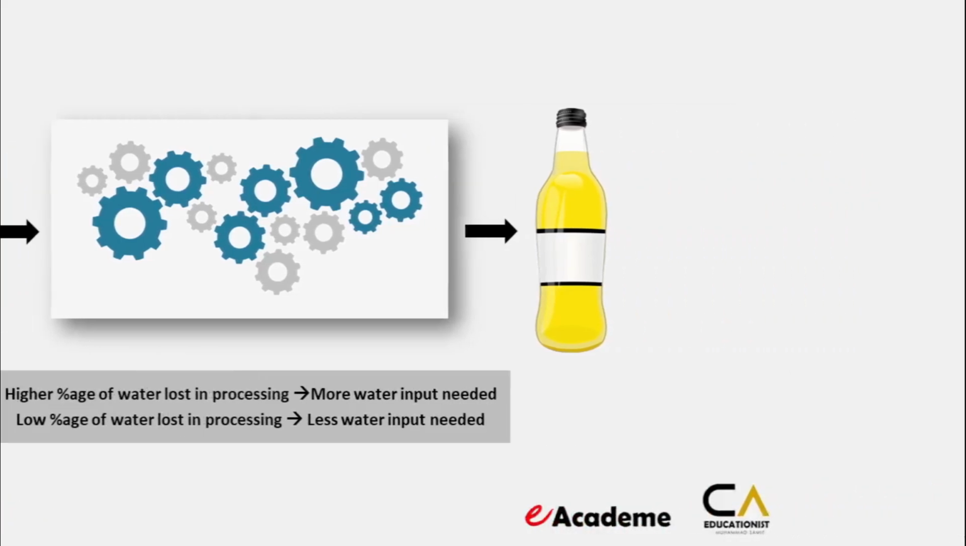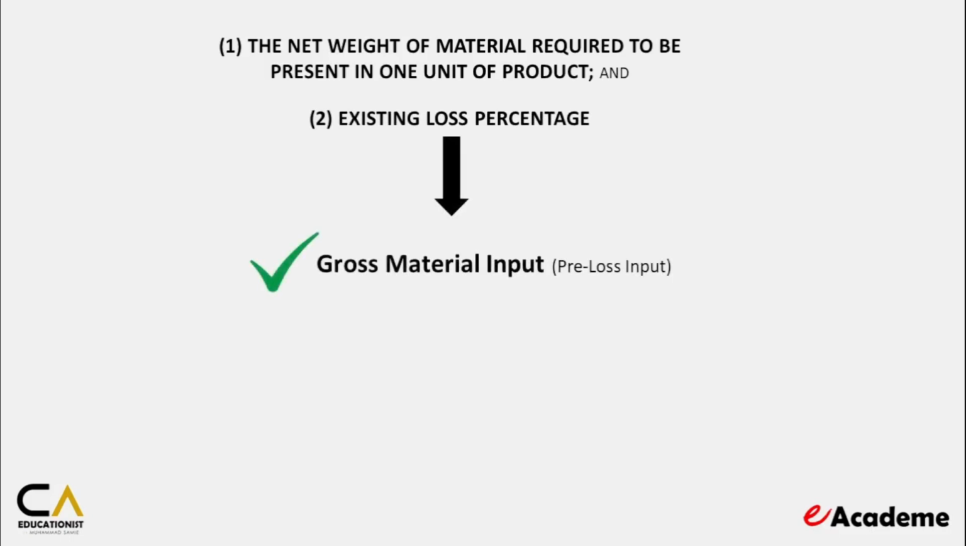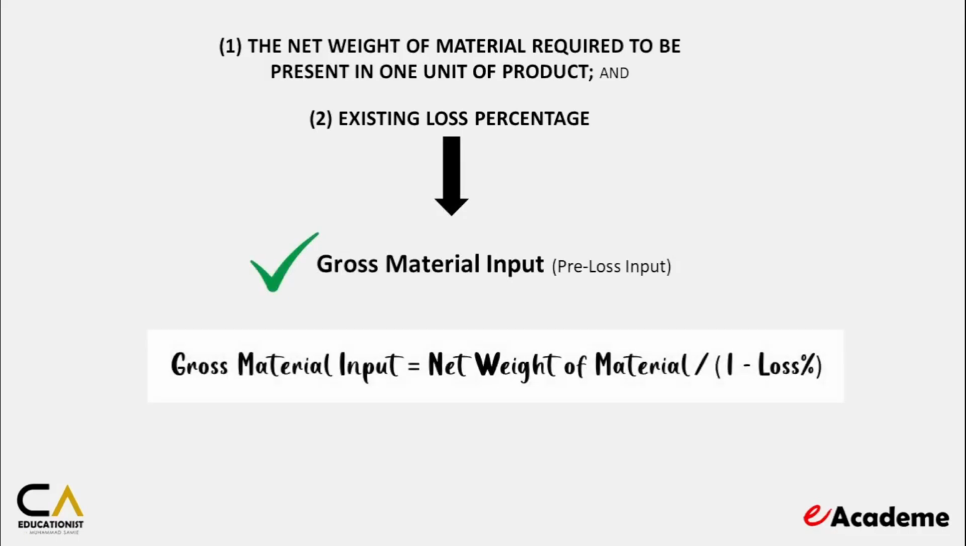This means if we know 2 things. Number 1, the net weight of material required to be present in 1 unit of a product, and number 2, loss percentage, we can compute the gross material input. This can be computed through this formula. Gross material input is equal to net weight of material required divided by 1 minus loss percentage.